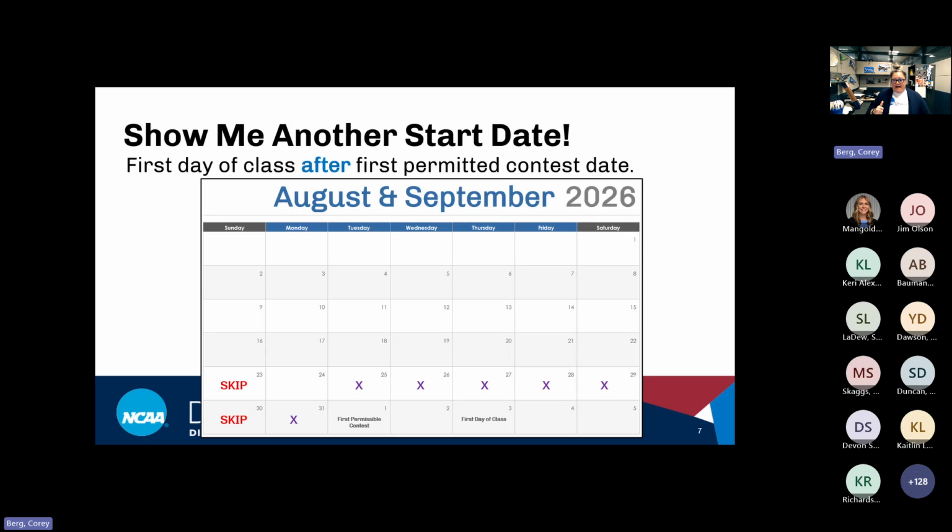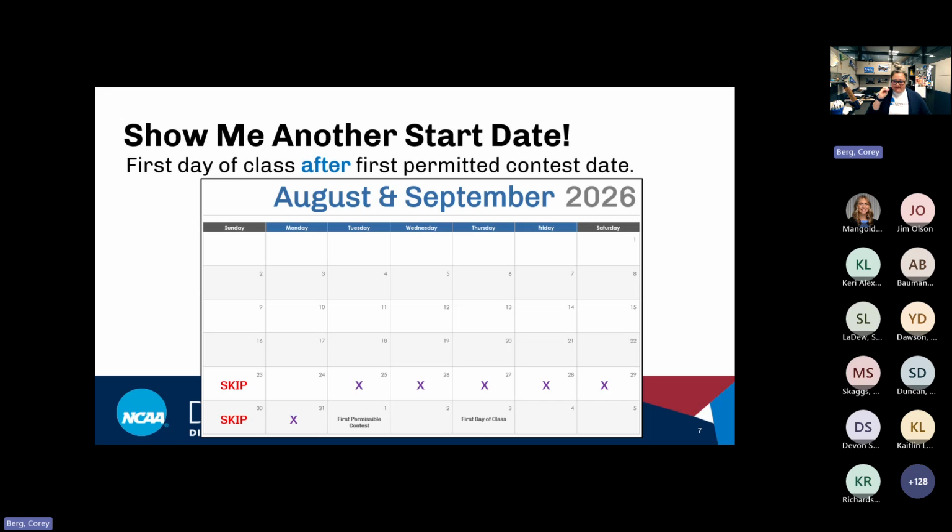Remember on the previous slide, we assigned those yellow X's because there were still days between the first day of class and our first 6 units. That's not the case for this school because their first day of class is actually after the first permitted contest. It's on September 3rd. It's not on August 20th. So that means we don't have to worry about any of those yellow X's that we worried about on the previous example. We're just going to go right to assigning 2 units a day until we get to 16 total.